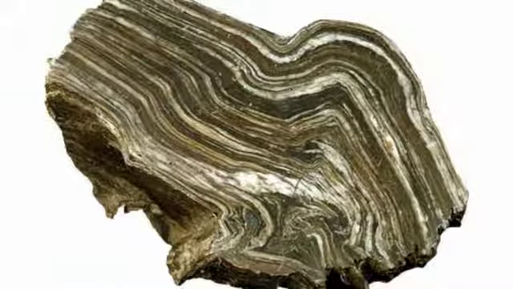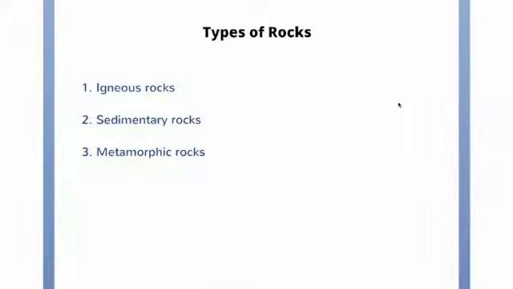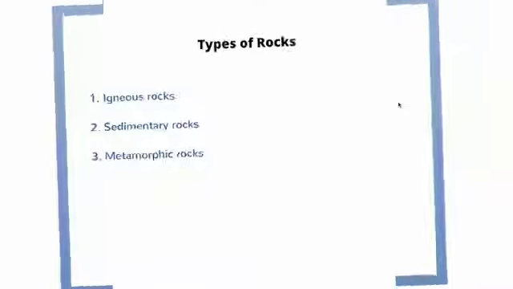Alrighty then, we are done with metamorphic rocks. Can you recall the two other kinds of rocks? So we have looked at igneous rocks, sedimentary rocks, and metamorphic rocks. But the next question is, what's the relationship between these three kinds of rocks? Here is where we look at the rock cycle.